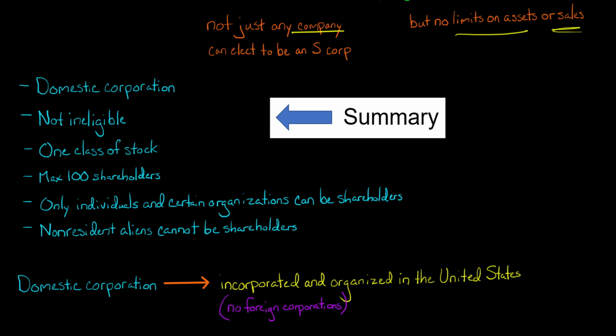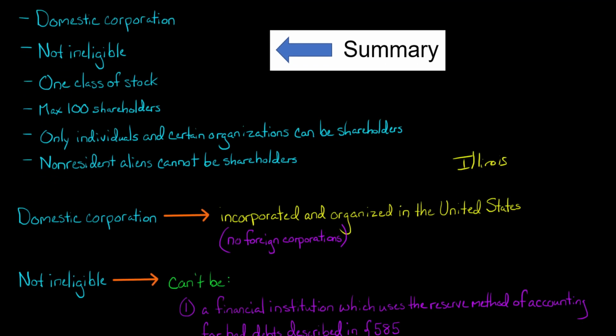Okay, that means that the corporation needs to have been incorporated and organized in the United States. So foreign corporations cannot be an S corp. So you'd need to incorporate, for example, in a U.S. state like Illinois. You go and set up a corporation in Illinois, and so now you're incorporated in the United States, and then you make the election to be treated as an S corp, assuming that you meet the other requirements, which we're going to discuss.